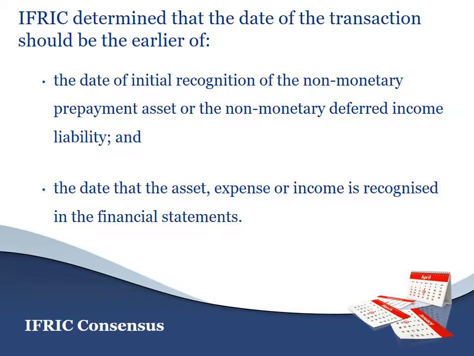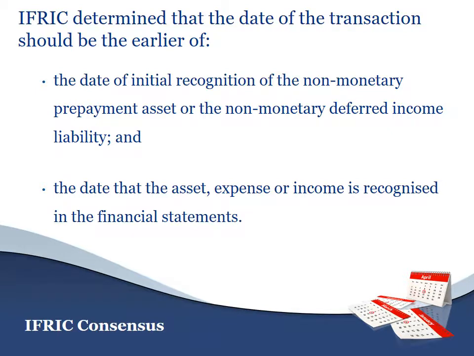In responding to this, the Interpretations Committee determined that the date of the transaction should be the earlier of the date of initial recognition of the non-monetary prepayment asset or the non-monetary deferred income liability, and the date that the asset, expense, or income is recognized in the financial statements. Go with whichever of the two comes earlier. That's the one that we need to determine, and the rate on that particular date is what we're going to consider.